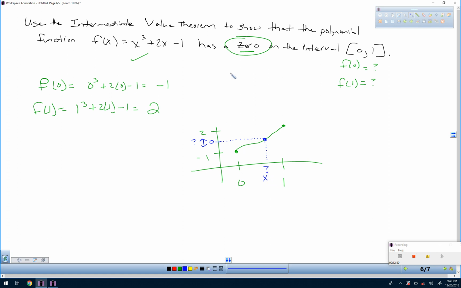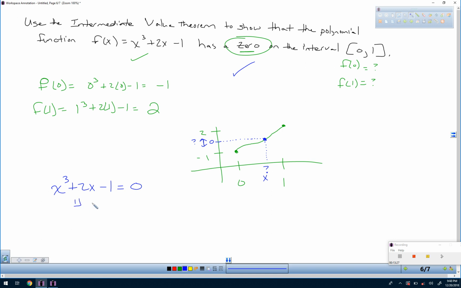So, yes, by the intermediate value theorem, I know that this function is equal to 0 somewhere between 0 and 1, because 0 is between negative 1 and 2. So somewhere between 0 and 1, this function is going to hit 0. And we're not going to actually solve for that. You learned in pre-calculus how you could solve for that. You would literally say x cubed plus 2x minus 1 is equal to 0. You would solve this, and it might not take but a second.